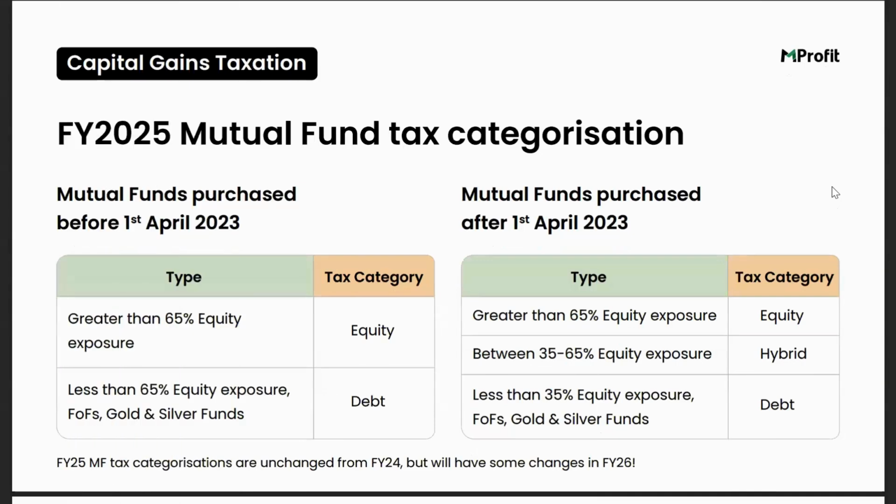For the current financial year 24-25, the mutual fund categorization is dependent on the purchase date of the mutual fund. If you have purchased any mutual fund before the 1st of April 2023, the categorization of mutual funds is purely equity and debt. However, if you have purchased the mutual fund after 1st of April 2023, there are 3 categories: equity, hybrid, and debt. Now, what are these categories and what is the definition of each categorization?